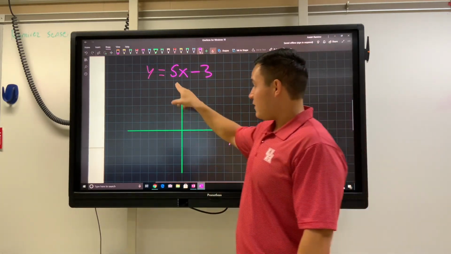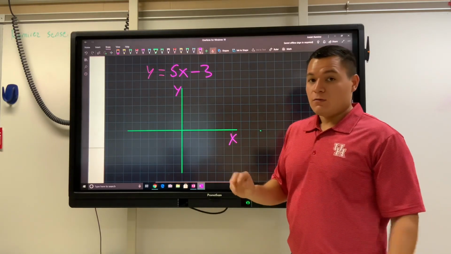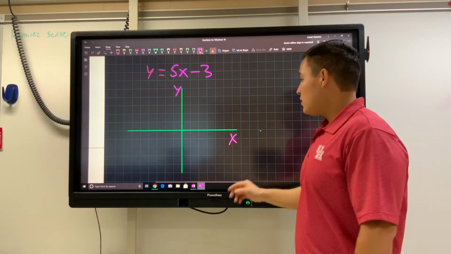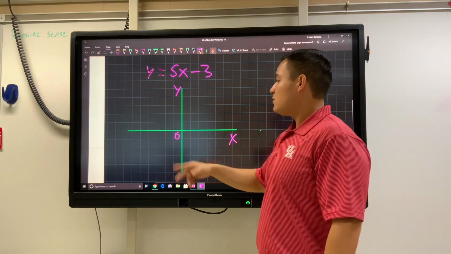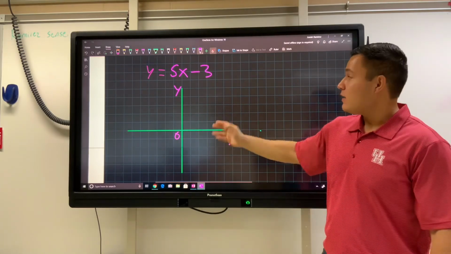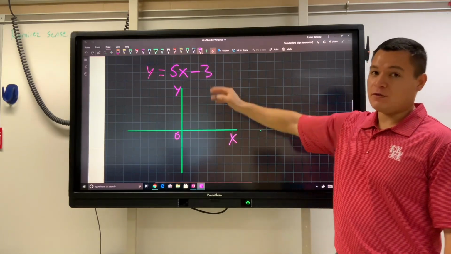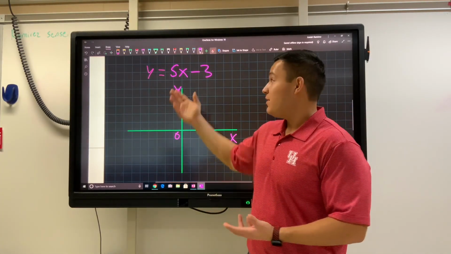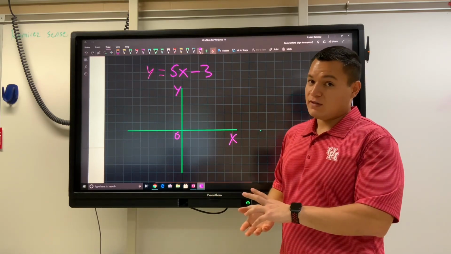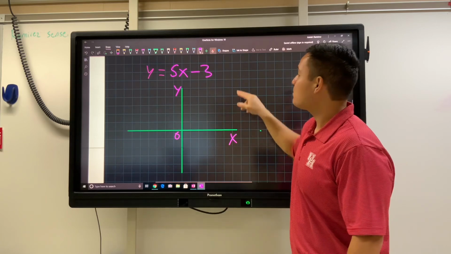To graph anything, you're going to need x's and you're going to need y's. So you just write your axis, label the origin, and I wouldn't put a scale until after we figure out what numbers we're going to use. The easiest numbers to use whenever you're graphing linear equations are the ones that are close to 0. The smallest numbers possible are the easiest ones to plug in.